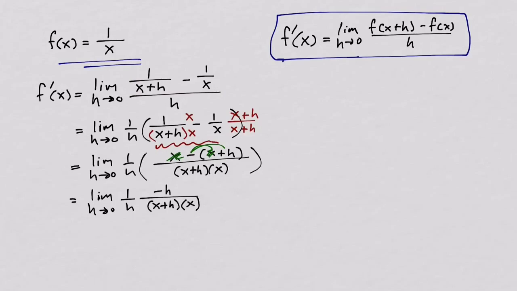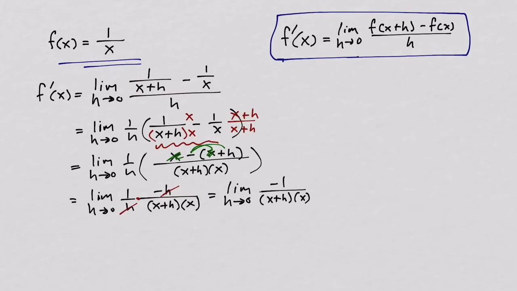And h, we can see now, is a common factor in the numerator and the denominator. H is multiplied by everything else down here, and the negative h is multiplied by everything up there. And so we can rewrite our expression as the limit as h goes to 0 of just negative 1 over x plus h times x.